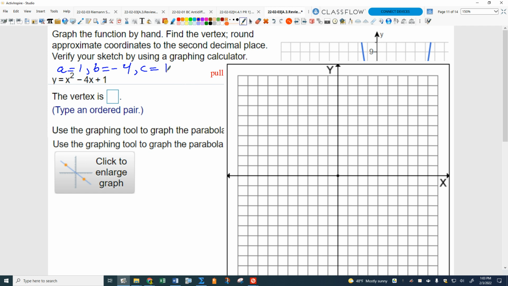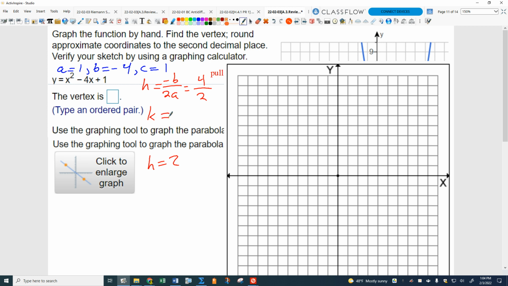Okay, so we've got to calculate H and K, don't we? All right, so let's see. Weston, what's going to be my formula for calculating H? Negative B over 2A, good job. So what's negative B going to be, everybody, then? Positive 4, good. Over 2 times 1 is 2. So what's my value of H? 2. Okay, so we know H is 2.